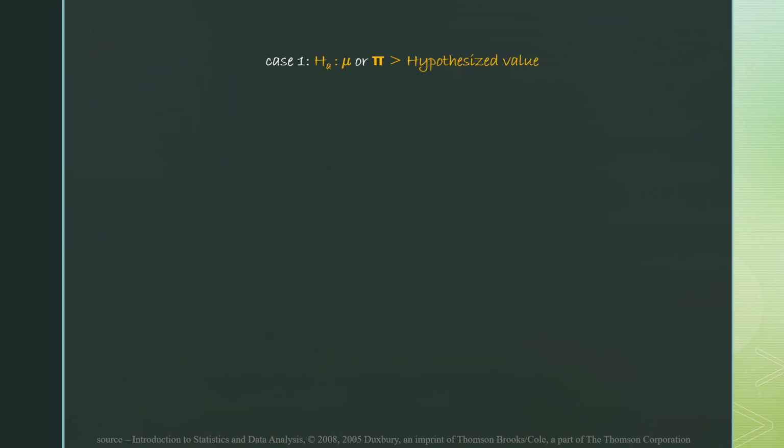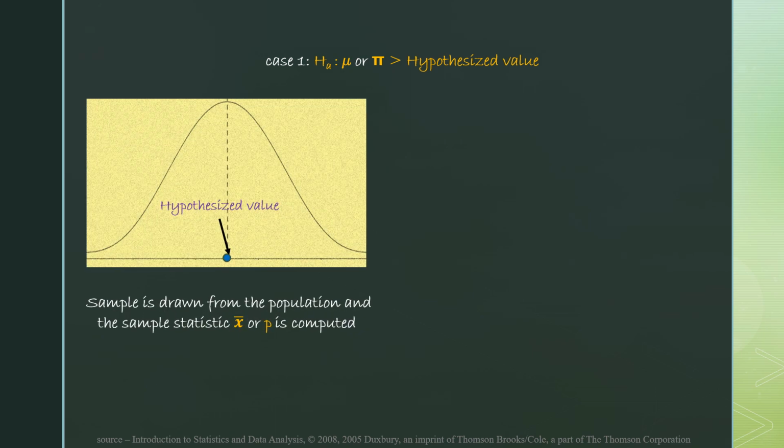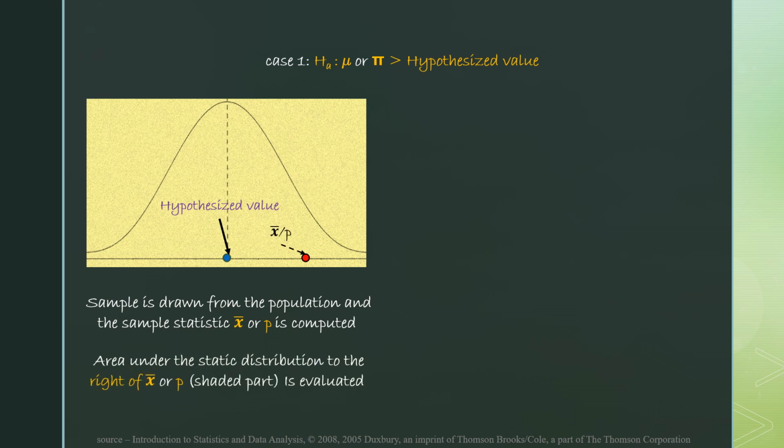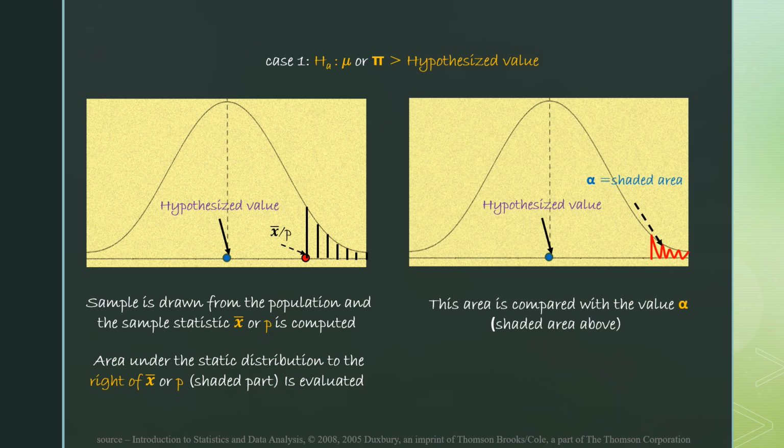Let's start with the first case, case 1, with a hypothesis test where the alternative hypothesis HA is mu or pi greater than the hypothesized value. A sample is drawn from the population and the sample statistic x bar or p is computed. The area under the statistic distribution to the right of x bar or p, that is the shaded area, is evaluated. This shaded area provides the probability of getting a sample statistic as extreme as the current one, meaning the current value and values higher than the current one, from the hypothesized value. This area is compared with alpha, that is the shaded area above.